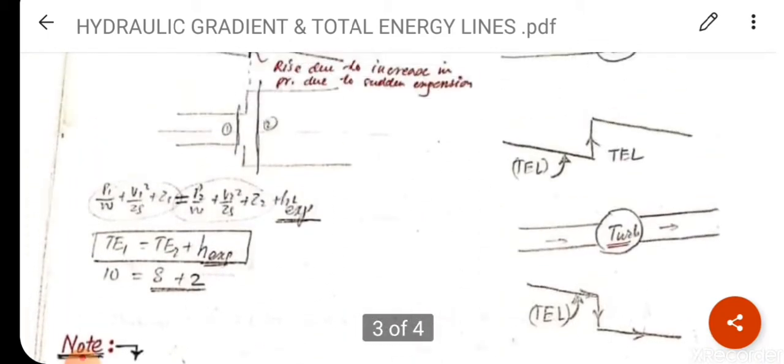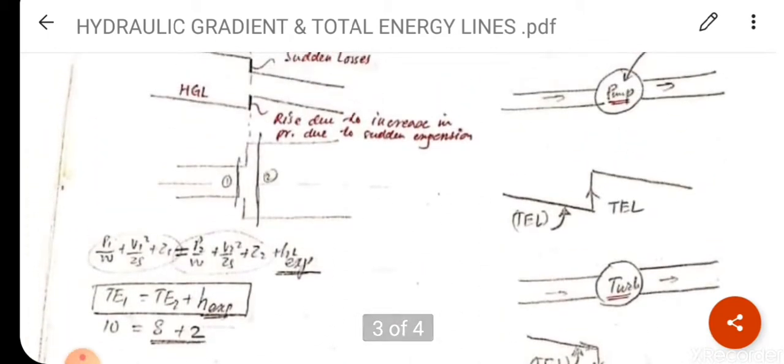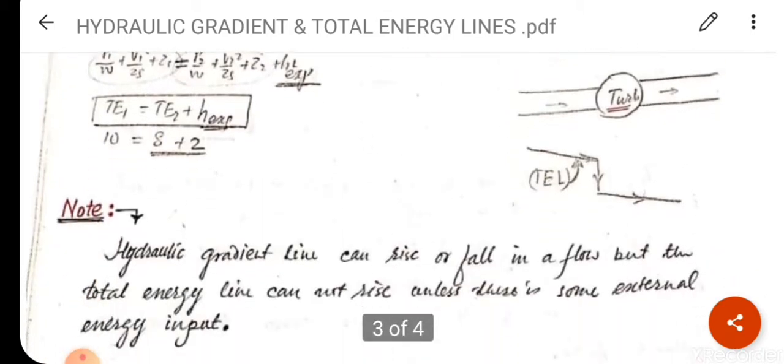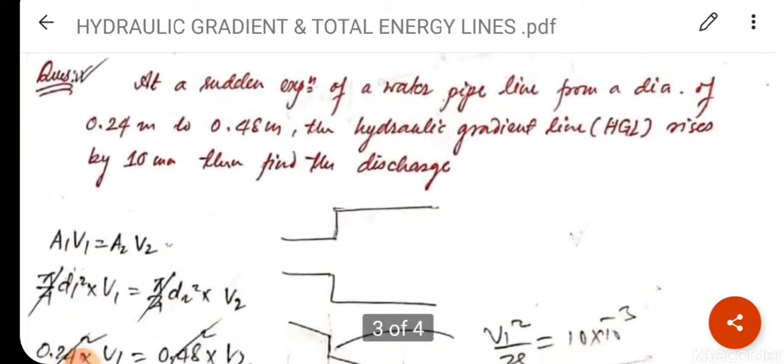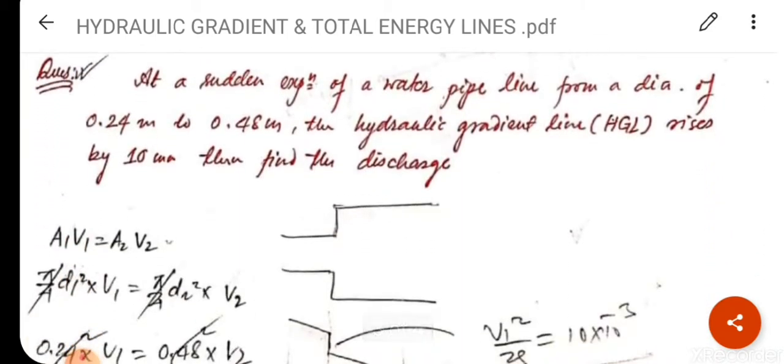For example, in this diagram, the pump is giving some energy to the flow, so the total energy line is increasing. In this case, the turbine, the total energy line is decreasing. Now we will solve one problem related to this concept.